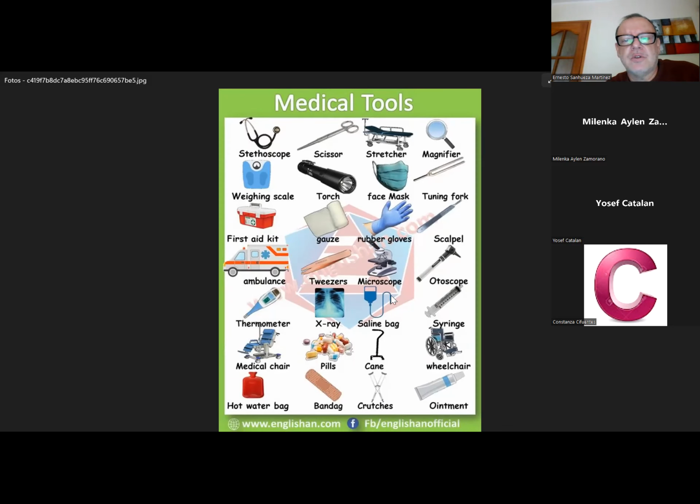What about X-ray? Erasmo, what is the use of the X-ray? What can we do with the X-ray? I don't really know how to describe it. And in Spanish? It's like to see bones and things that are inside of the body of a patient. Yeah, eso es. That's it. Perfect.